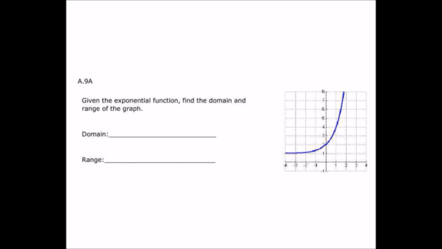All right, A9A, talking about domain and range of exponential functions. Same deal up in here. So let's see, given this exponential function, find the domain and range. Well, automatically, I always write x and y. If you want to write left to right, bottom to top, whatever you need to write down to help you remember that, write it down. So let's talk about domain.